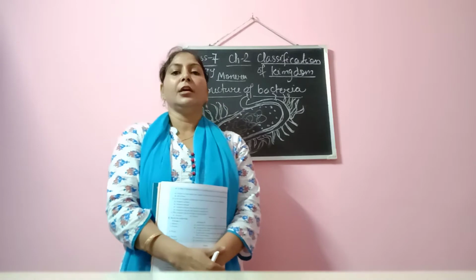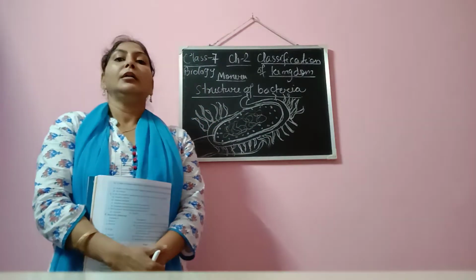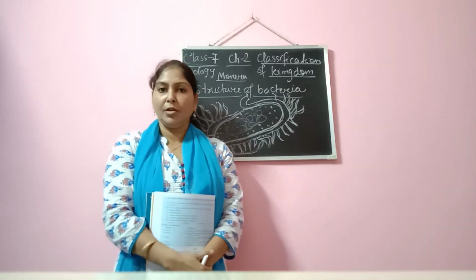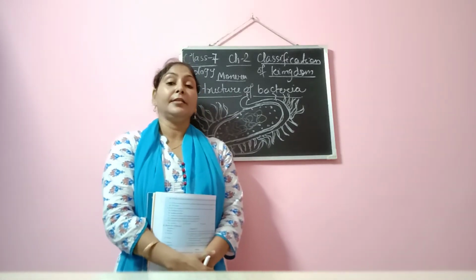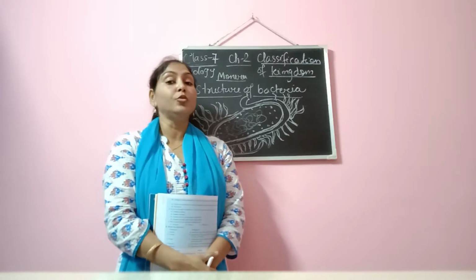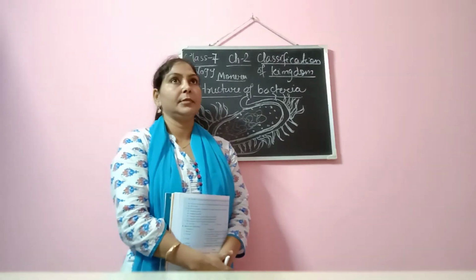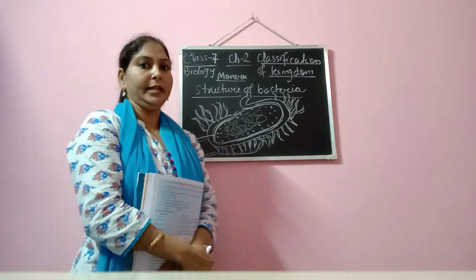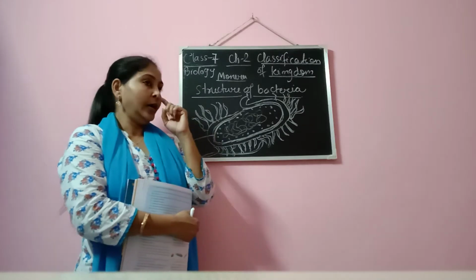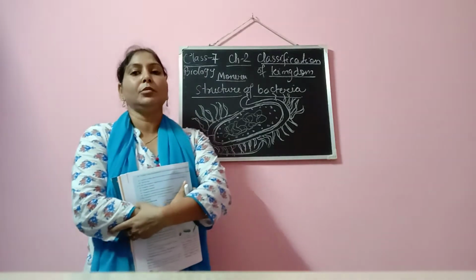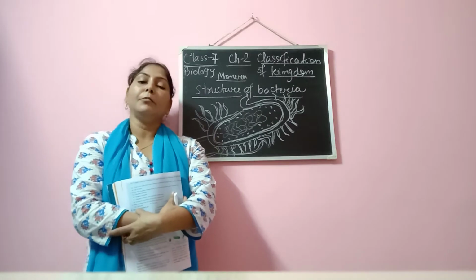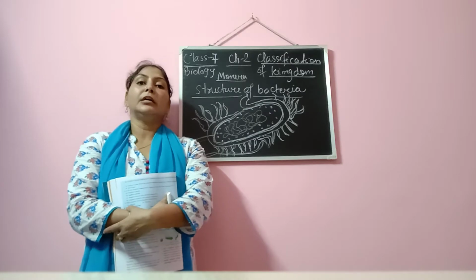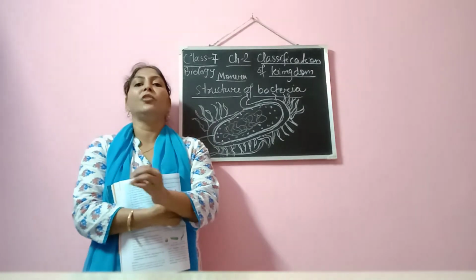In the previous class we had discussed the kingdom Monera, and if you remember the features of kingdom Monera, they are unicellular organisms and they do not have a true nucleus. That is, the nucleus is not proper in them. Not only that, we have also discussed the different types of bacteria based on their shapes. Today we are going to learn about the basic, general structure of bacteria.